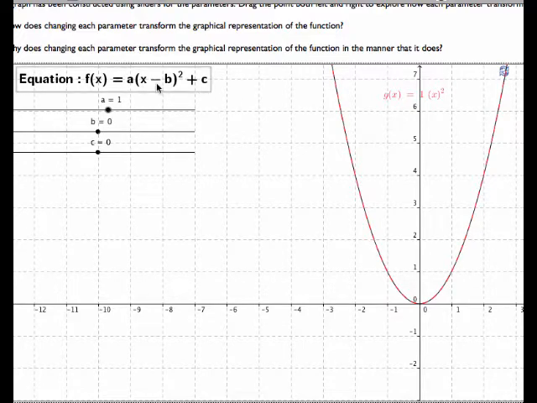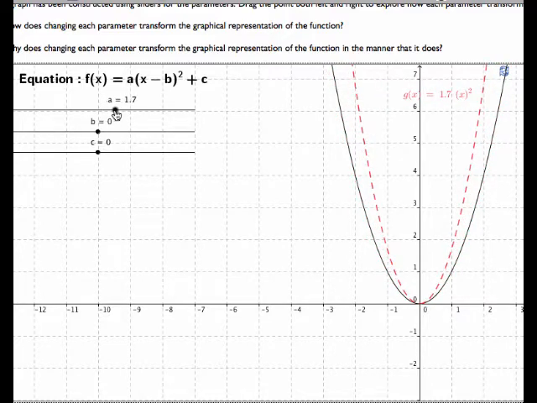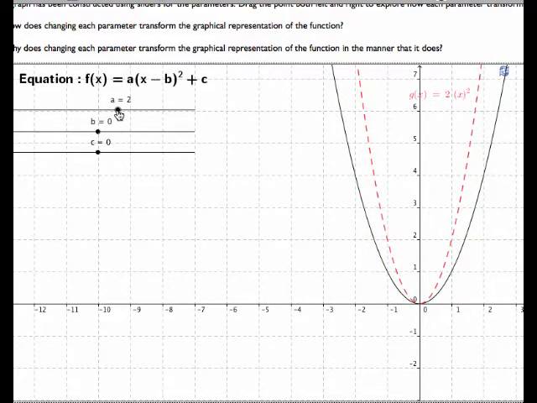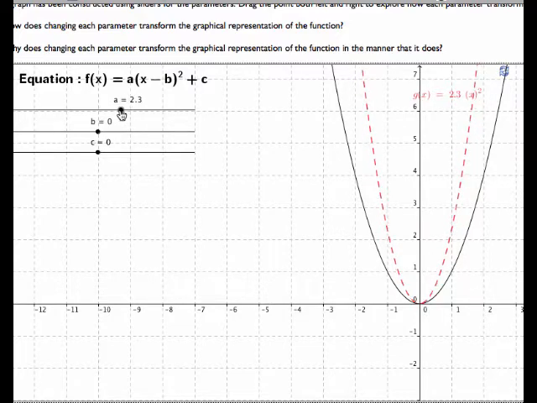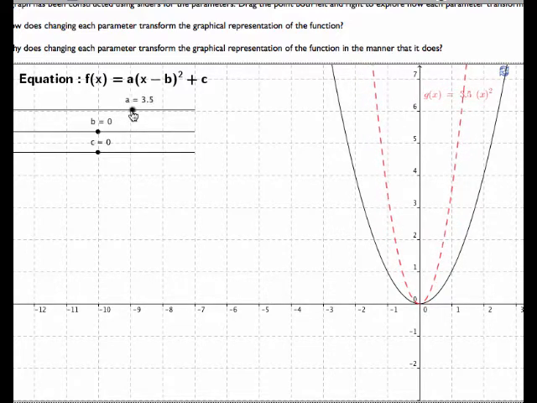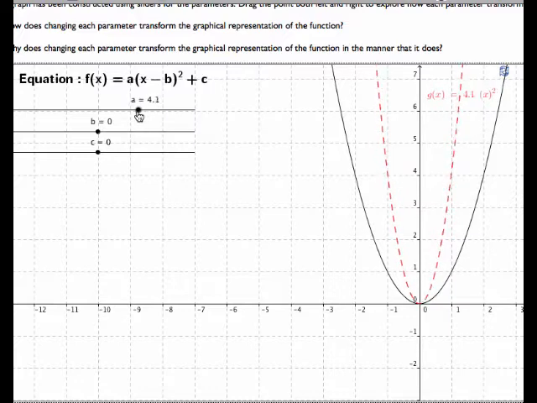parts of the equation. So over here, the first thing I'm going to do is change the value of a. So instead of having 1 times x squared, what would happen if I had 2 times x squared or 3 times x squared, etc., etc. So as I do that, I'll notice that if I change it to 2, the graph is getting skinnier. And the higher a gets, the skinnier it gets.